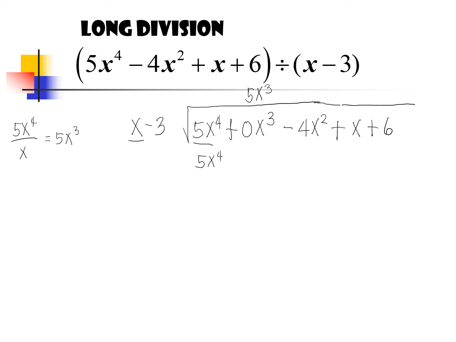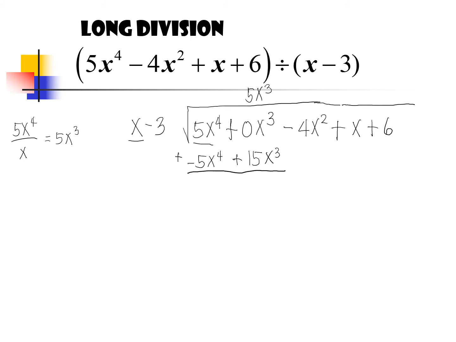5x cubed times negative 3, so that's negative 15x to the power of 3. So this is where we subtract. But take note, in subtracting polynomials, we have this so-called keep, change, wherein we keep everything in the minuend, we proceed from subtraction to addition, and we change all the signs in the subtrahend. So the positive 5x to the power of 4 now becomes negative 5x to the power of 4, and the negative 15x cubed now becomes positive 15x cubed.